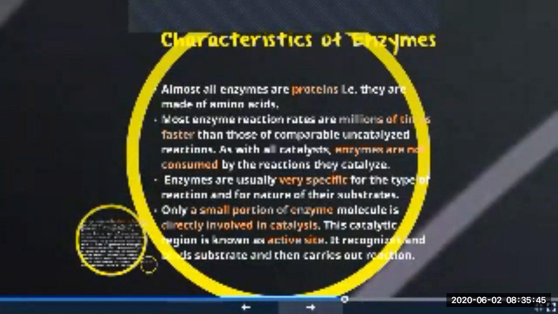Second point, most enzyme reactions are millions of times faster than comparable uncatalyzed reactions. What I'm trying to say here is that if you compare the same reaction without enzyme and with enzyme, the reaction without enzyme will take too much time, and the reaction with enzymes will be millions of times faster, right? Millions of times. Yesterday I was saying 1,000 times or something like that, but actually it can speed up the reaction millions of times, which is a very amazing thing. You can use these enzymes to catalyze the reaction, to speed it up.